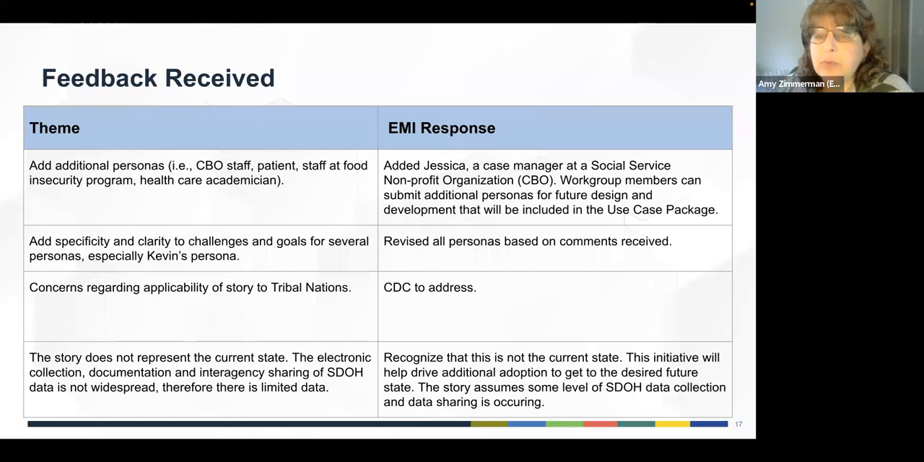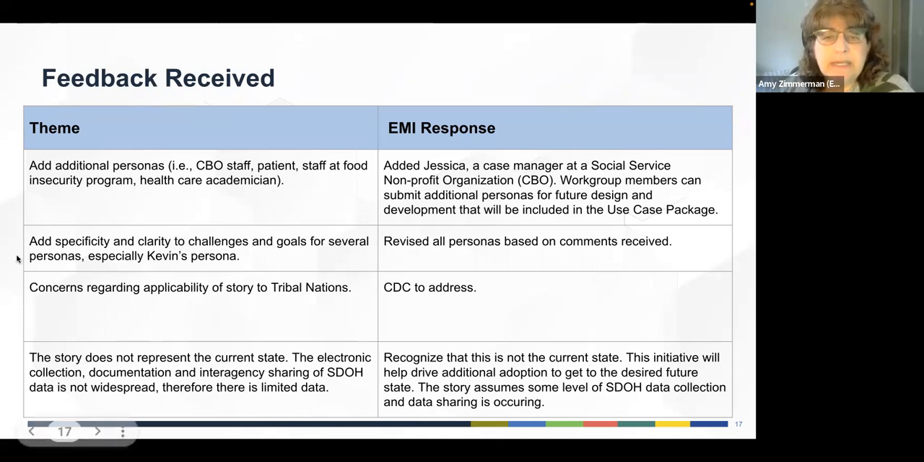With that said, and I'll come back to how you can do this, we are encouraging all of you to add additional personas for future design and development that will be part of this use case package, but those personas could be used for other related initiatives afterwards. So we want to capture your ideas. We want you to give us the personas and the information related, and I'm going to come back to how best you can do that.